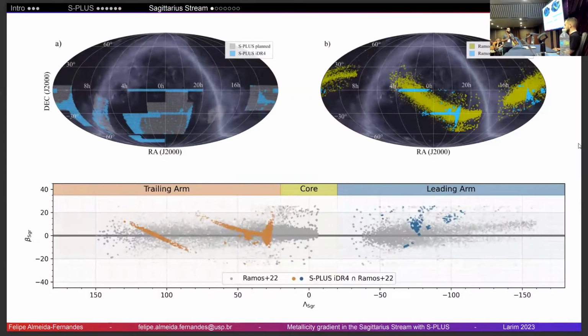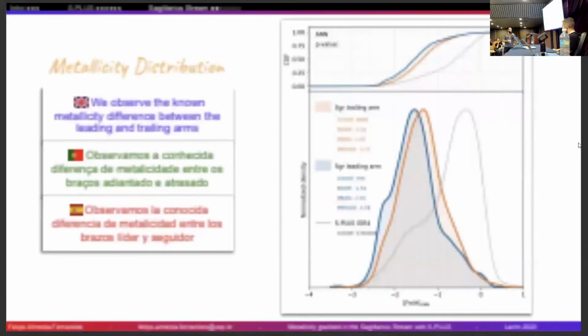So the main results of the work for the Sagittarius stream: we're using this catalog from Ramos and collaborators 2022, which is these yellow dots here, and these are members of the Sagittarius stream. What we did was cross-match the SPLUS data release 4 with the Ramos catalog, and then we did the coordinate transformation to get these stars in the coordinate system that is along the stream. So this is the core of the stream, this is the trailing arm of the stream, and this is the leading arm of the stream.